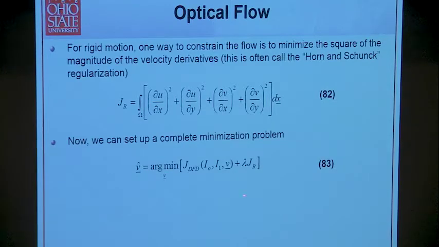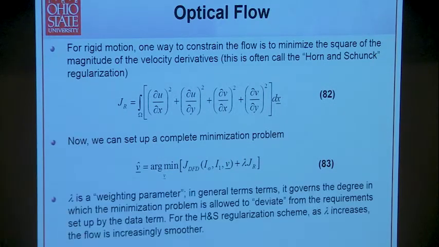So now you can set up a different type of minimization problem where you have this data term, the displaced frame difference equation, minimizing over V. And then you have this regularization, whatever you pick as your regularization. And then you have lambda, which is a weighting parameter. What does that mean? Well, your minimization has two processes here. This right here governs the degree to which the minimization problem is allowed to deviate from the requirements set up by this data term. This ultimately is going to minimize it mathematically in the best way it can. You have to pick your minimization algorithm, but you minimize it the best way you can.